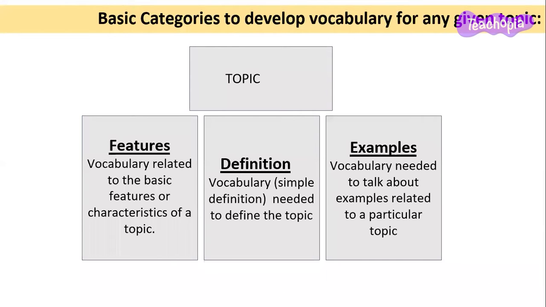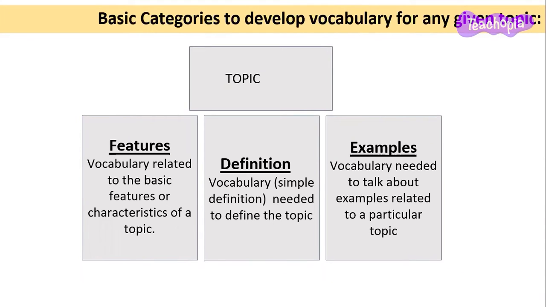So here we have basic categories to develop a vocabulary for any given topic. So this is simply like this. A topic has three basic aspects of a vocabulary. One is it has features. So, features is any vocabulary, that is, words or phrases related to the basic features or characteristics of a topic.